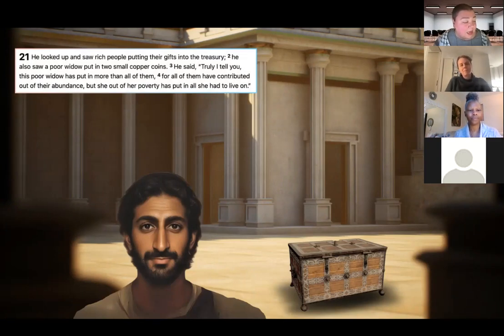He said, "Truly, I tell you, this poor widow has put in more than all of them. For all of them have contributed out of their abundance, but she out of her poverty has put in all she had to live on."